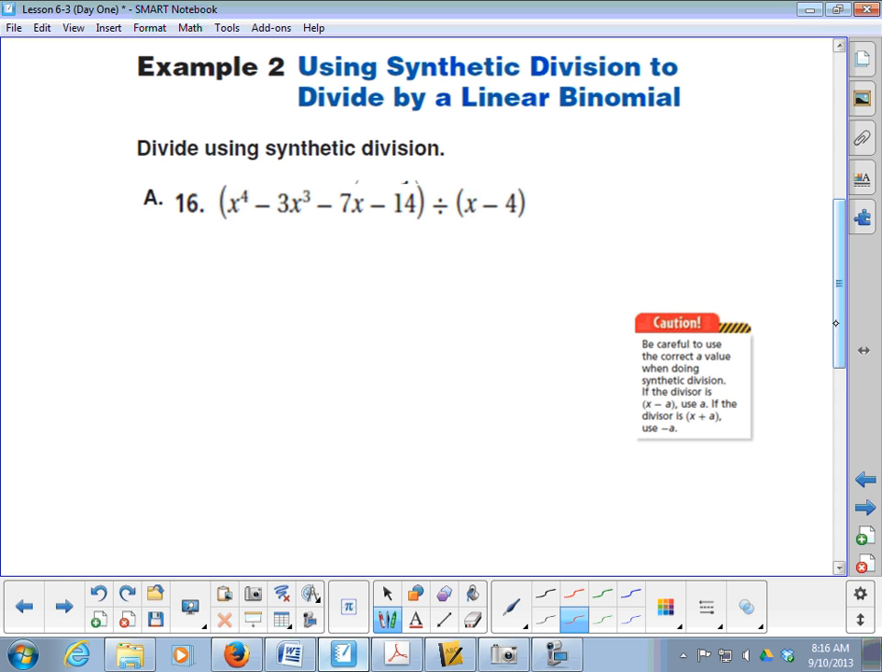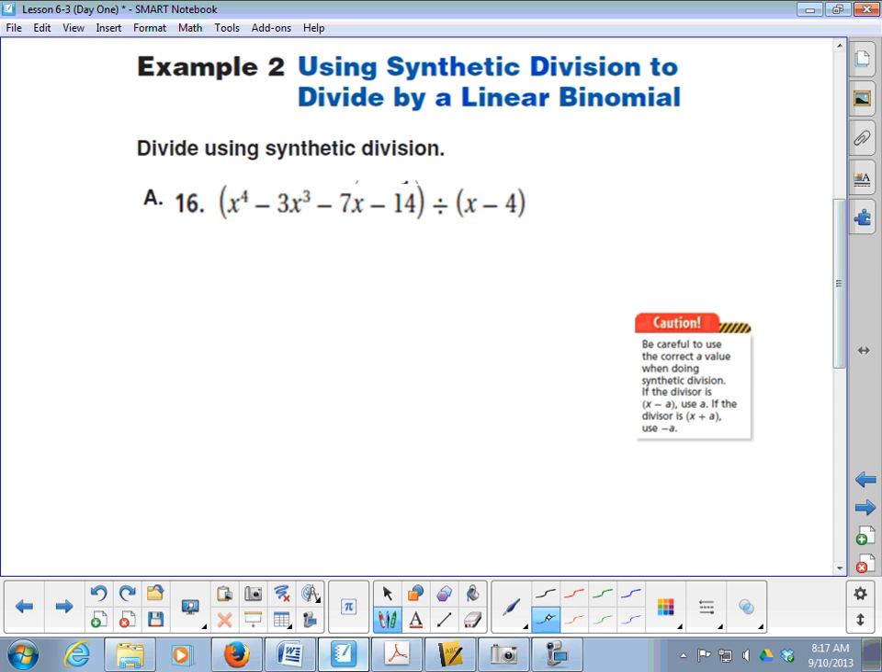I'm just curious, how many lines did you use for number 16 for this problem? A lot? How many? 10, 11. That's a lot of lines, right? We're going to do it with 3 lines and an answer. All right, so this is how synthetic division works.